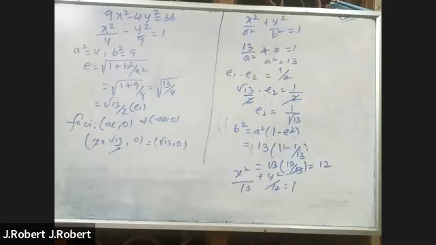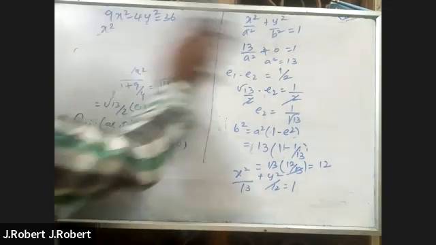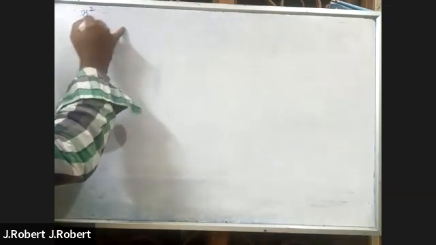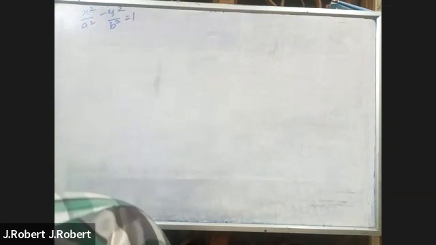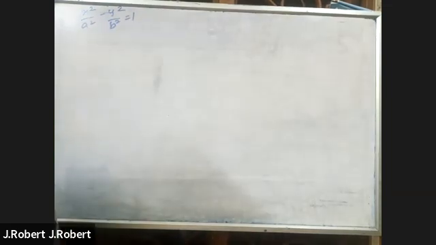Next problem. Let the eccentricity of the hyperbola x square by a square minus y square by b square equals 1 be the reciprocal of that of the ellipse.